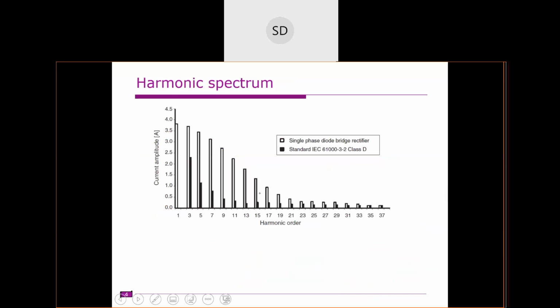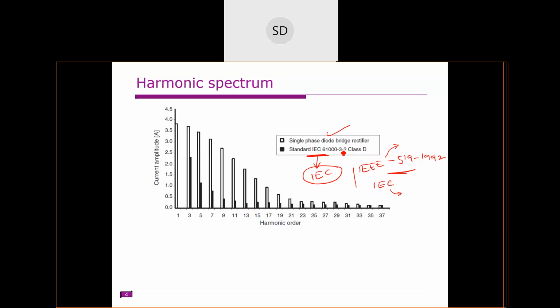This is the harmonic spectrum in the case of a single phase diode bridge rectifier. And these are the recommended values of the IEC, the International Electrotechnical Commission. We have different standards for power quality. One standard is IEEE 519, 1992, and another is IEC. This is the IEEE standard, and this is the IEC standard for the European Union, right? These are the power quality standards used worldwide.